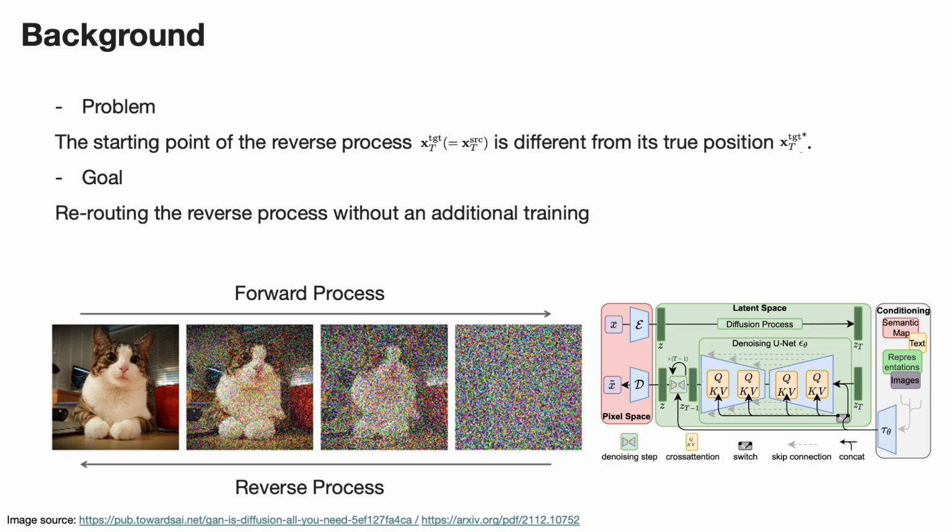In fact, the problem of image-to-image translation is that the starting point of the reverse process, x target at time step t, which is equal to x source at time step t, is different from its true position, x target star at time step t. So we need to reroute the reverse process. To save computational resources, we suggest a method without an additional training process.